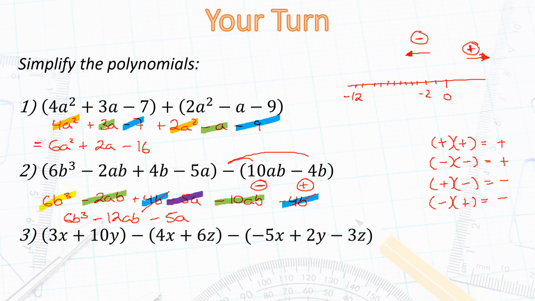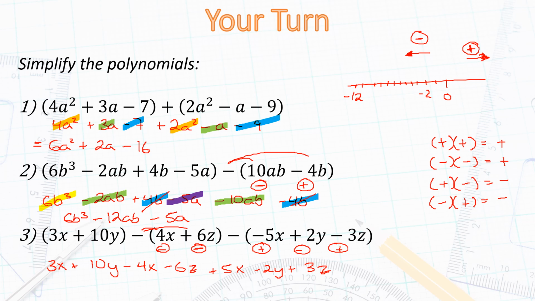The last one, this one has 3 different terms, a binomial, binomial, and trinomial, and we're subtracting both of them. So we're going to have to distribute that negative. So it's going to become minus 4x minus 6z. We're going to have plus 5x minus 2y plus 3z. So 3x plus 10y minus 4x minus 6z plus 5x minus 2y plus 3z.